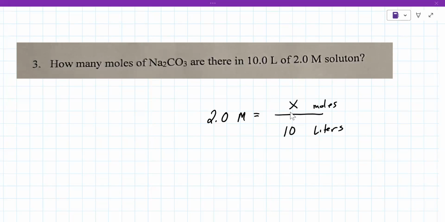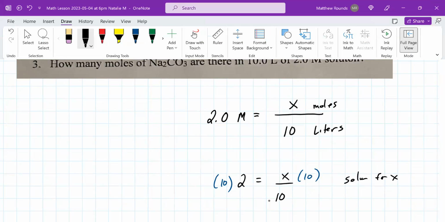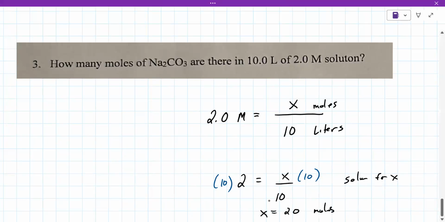Let's try again here. You can also solve this equation. 2 equals x divided by 10. You could solve for x by clearing the 10 on the bottom. Oh, so 20? 20, yeah. So x is 20. X is 20 moles. That's it. There's nothing else to do there.